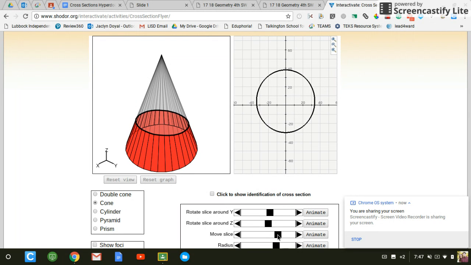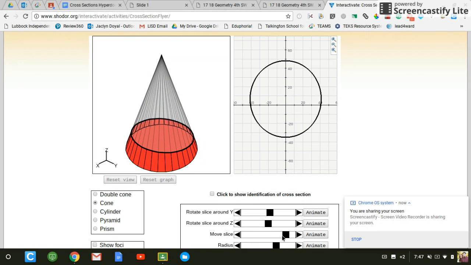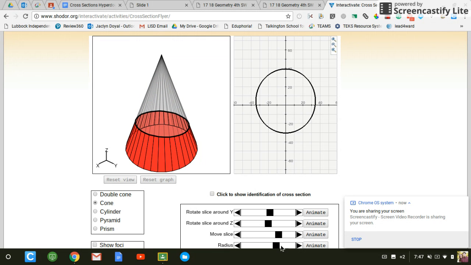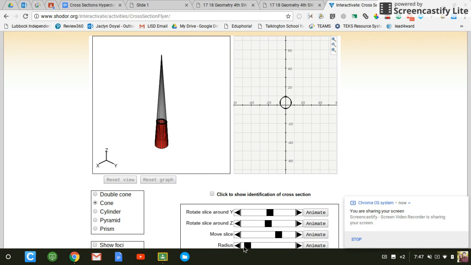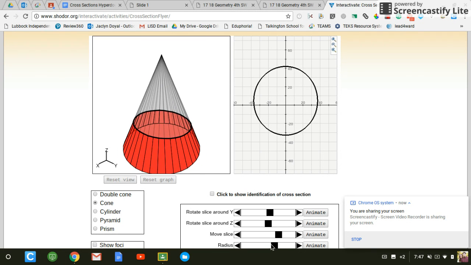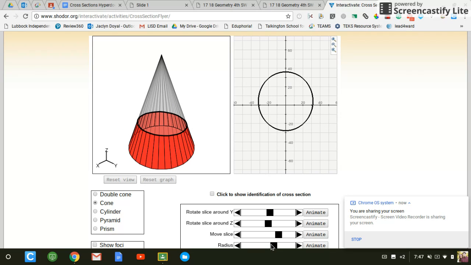I also want you to see what happens when you move the slice, so moving it higher and lower on the figure. And then what happens if you change your radius? So just play around with some of these shapes and see what patterns you can recognize.